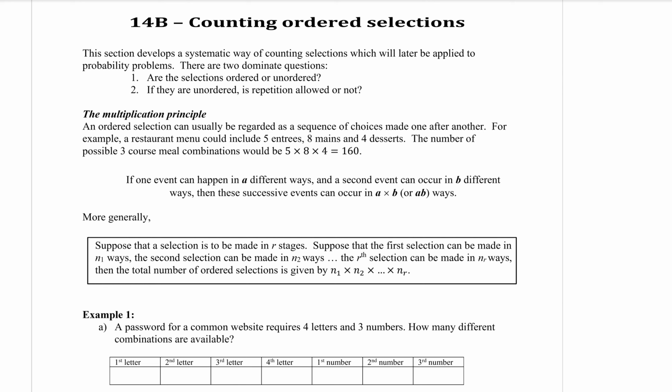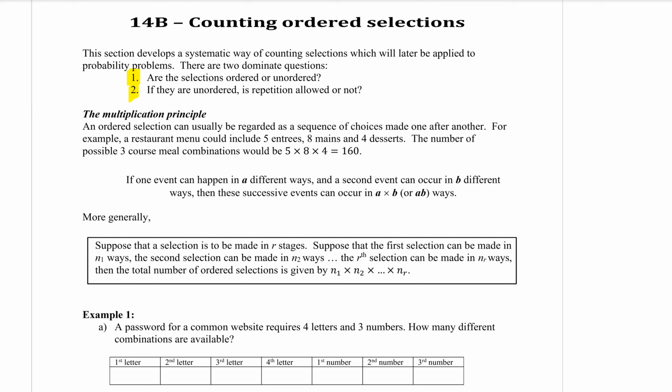First of all, the first question is: are the things that I'm trying to use going to be ordered or unordered? When we're using the factorial, we're putting things in order. But there's going to be some questions where they're not in order. So whenever you read a question, you ask, is the order important or is it not important? That's your first big question. And then, if they are unordered, is repetition allowed? Can you use the same thing twice? So there's a few techniques we're going to learn about.